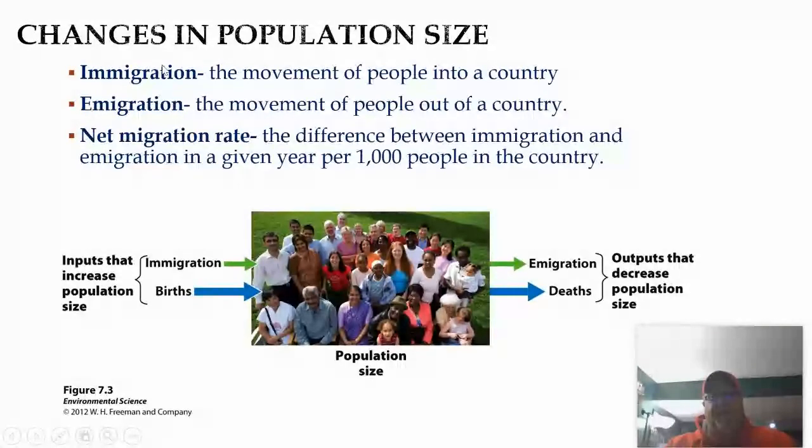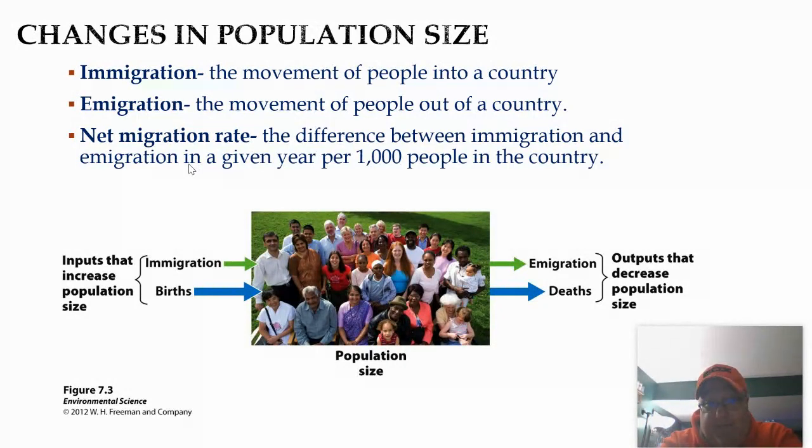Make sure we know the definitions here of immigration and emigration. This term here is called net migration rate. It's the difference between immigration and emigration in a given year per 1,000 people in a country. So, for example, let's say there's 1,000 people that live in a country. There usually isn't, but let's say that there is. And let's say 50 people come in and 40 people leave. So there's a difference of 10, a plus 10 difference. That means the migration rate would be positive, because you'd have more people coming in than leaving.